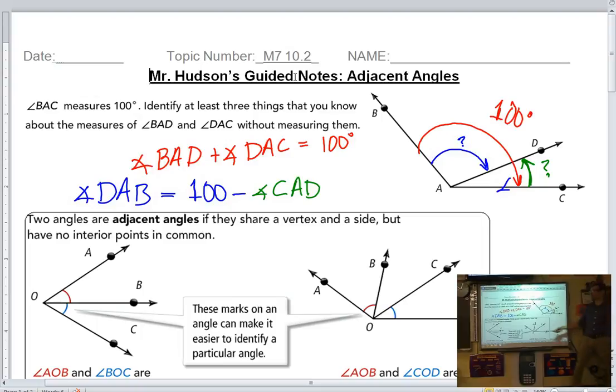So remember, the order that I write it doesn't matter. DAC and CAD are the same angle. BAD and DAB, same angle. It's because A is still your vertex, and it still uses the same endpoints. So, likewise, who can make the connection for how we could solve for angle CAD if I wanted it? If I was able to solve for angle DAB by doing a subtraction, could I do the same thing for CAD? Izzy? You do 100 minus that. Yeah, 100 minus the angle DAB.